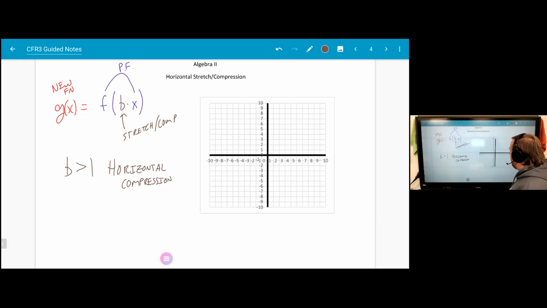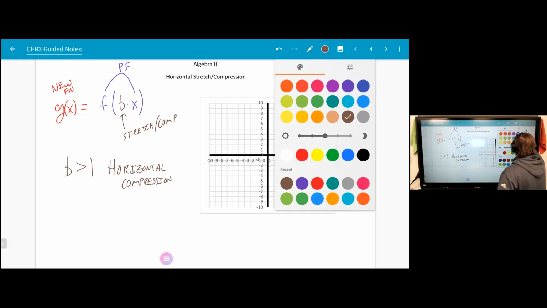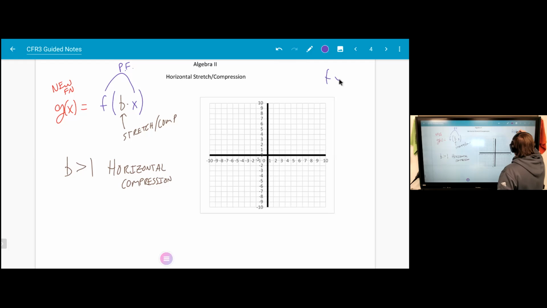Okay. Why is that? Well, let's take a look. Let's graph our base parent function, f of x equals x squared: 0, 0; 1, 1; 2, 4; and I'll throw in 3, 9, and also the negatives: negative 1, 1; negative 2, 4; and negative 3, 9. Okay, got those going on in here.